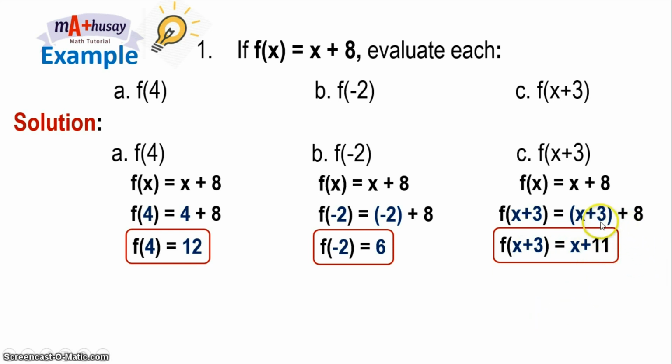So, we have f of x plus 3 is x plus 11. Bakit kaya naging 11? So, combining like terms lang, no? 3 plus 8 is positive 11. Since wala ka nang pwedeng i-combine sa x, so x plus 11. So, again, f of x plus 3 is equal to x plus 11.